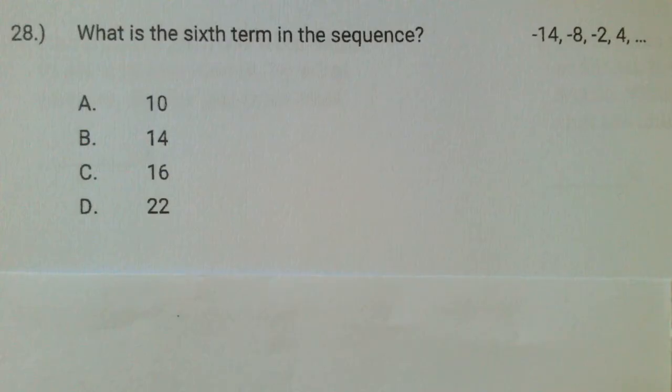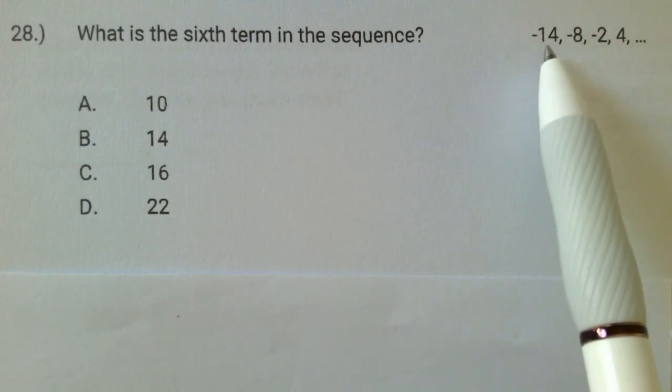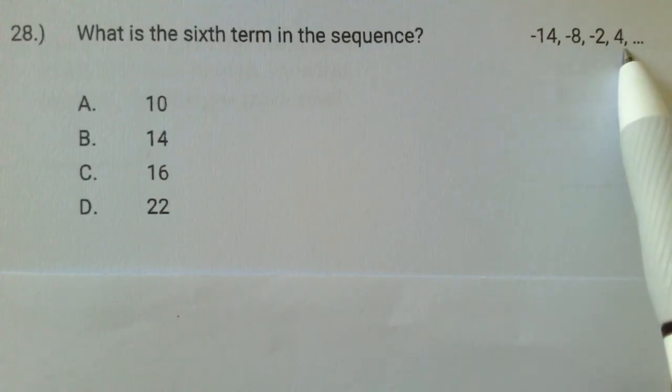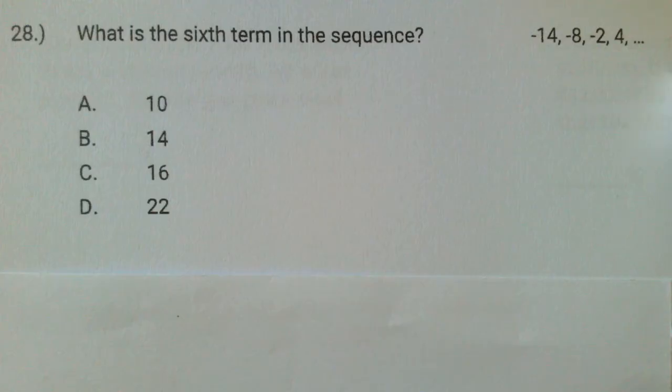So, let's take a look at this one. What is the sixth term in the sequence? Negative 14, negative 8, negative 2, 4. What would be the sixth term? Since we already have the first four, what would be the sixth? Would it be A, 10, B, 14, C, 16, D, 22?